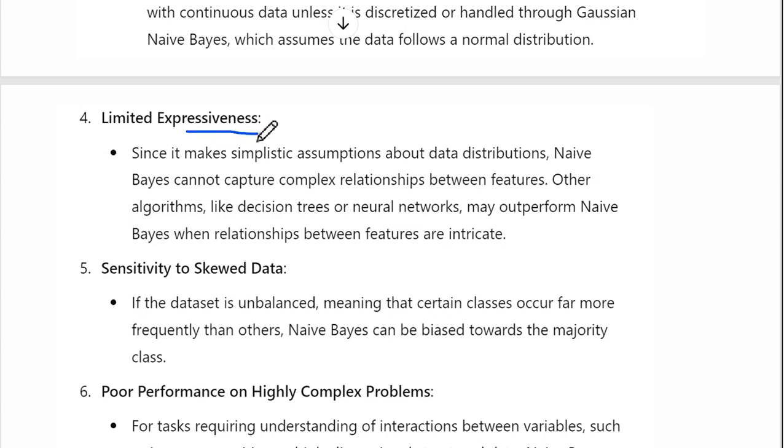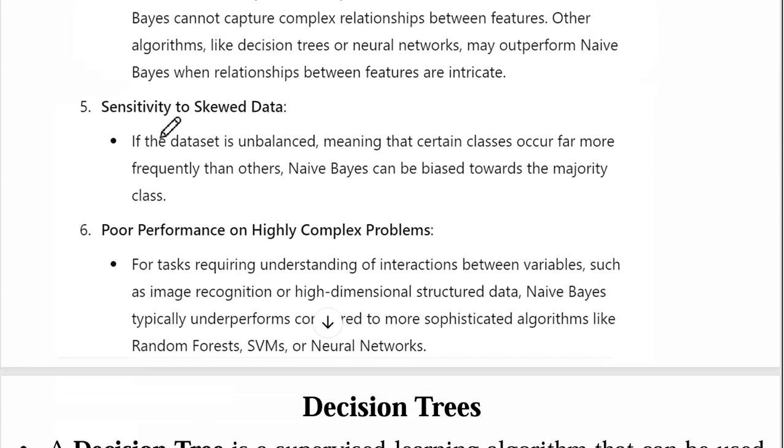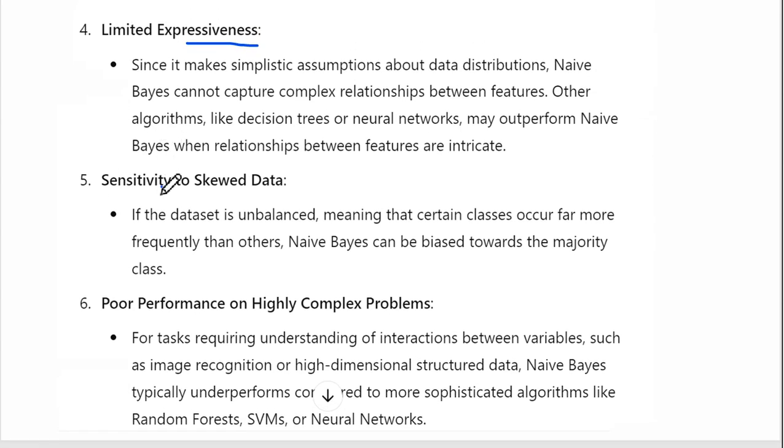Next one is limited expressiveness and sensitivity to which one, skewed data. If the data set is unbalanced, then naive Bayes can be biased towards the majority class only. For example, if you have 14 records, and 12 records are of the yes class and 2 records are of the no class, then the majority is the yes class. That's why there is more chance that any given test instance belongs to the yes class. Why? Because the majority of the records are yes class. That is one of the drawbacks of naive Bayes.